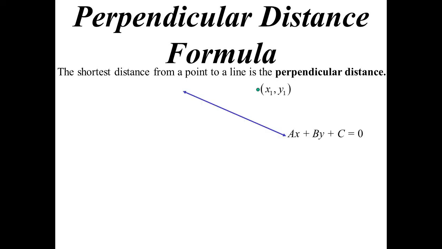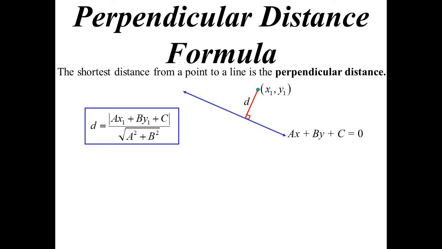Okay, so there's a point, there's a line. I've written it in general form. We want to find the perpendicular distance. That will be the shortest distance. All right, there it is in all its glory. Now you can prove it by drawing in another point on the line, creating a right angle triangle using Pythagoras, and eventually you would get that particular formula.